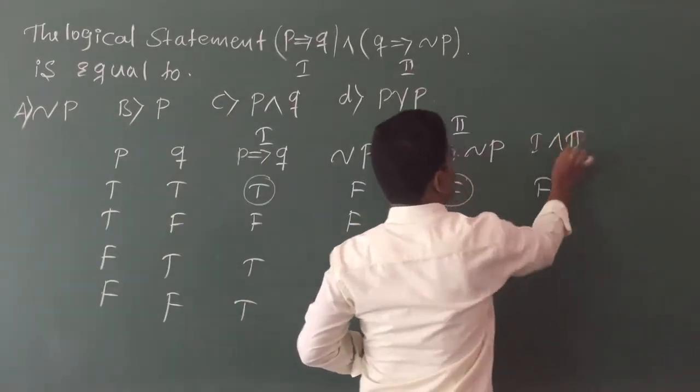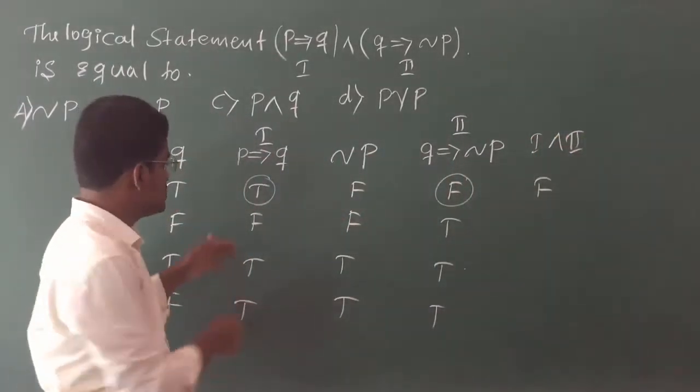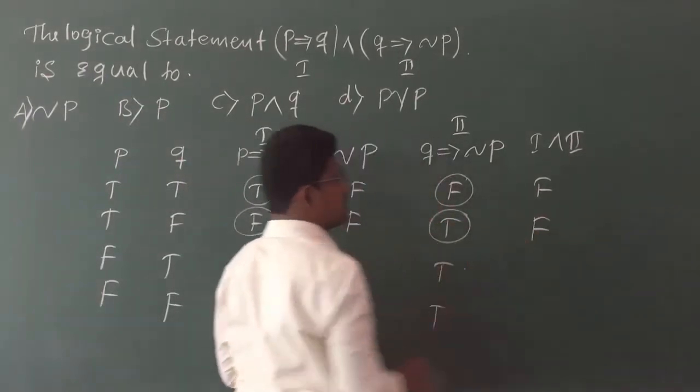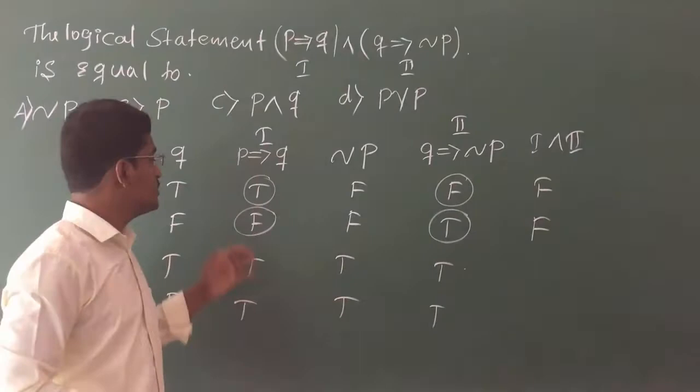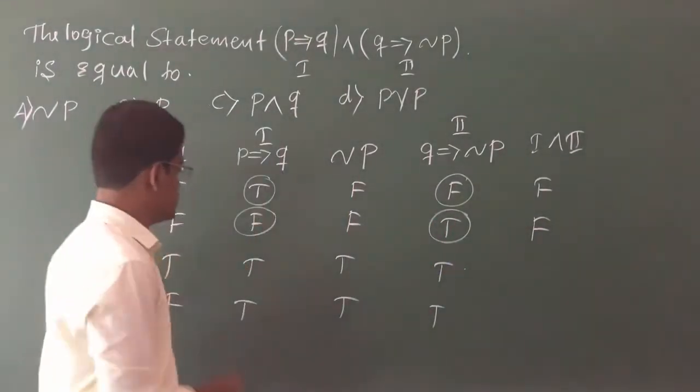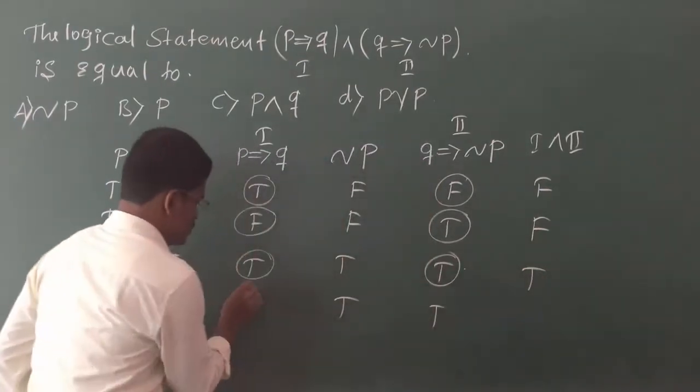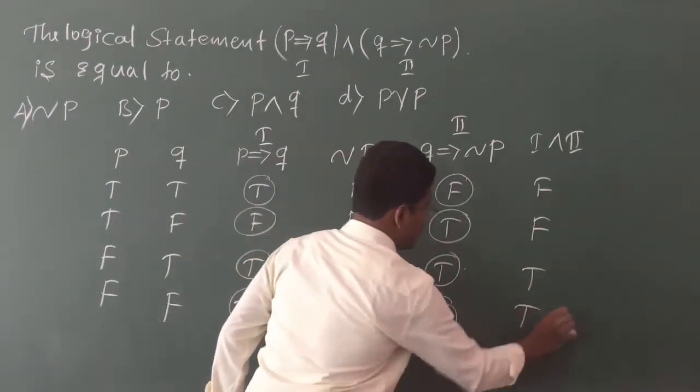1 and 2. True and false will be false. False and true will be again false. I am applying AND logic. False and true will be false. True and true will be true. True and true will be true.